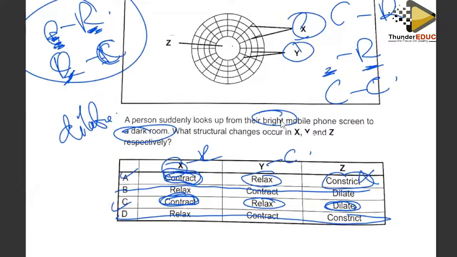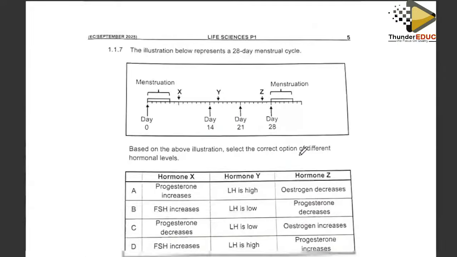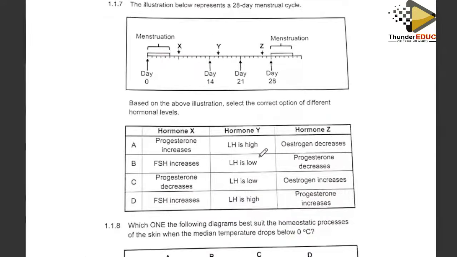Constrict. This one becomes wrong. This one becomes more right. So the most correct answer becomes C. Yes, it's simple like that. You just need to know the mechanism, how it works. All right, that is 1.6. Now 1.7.